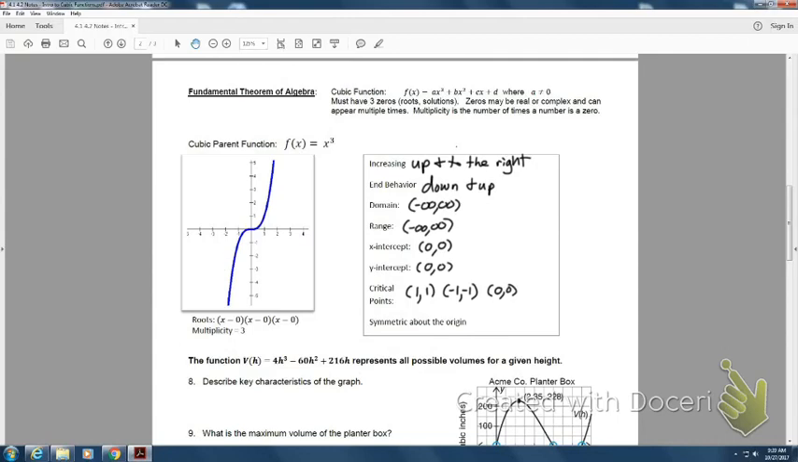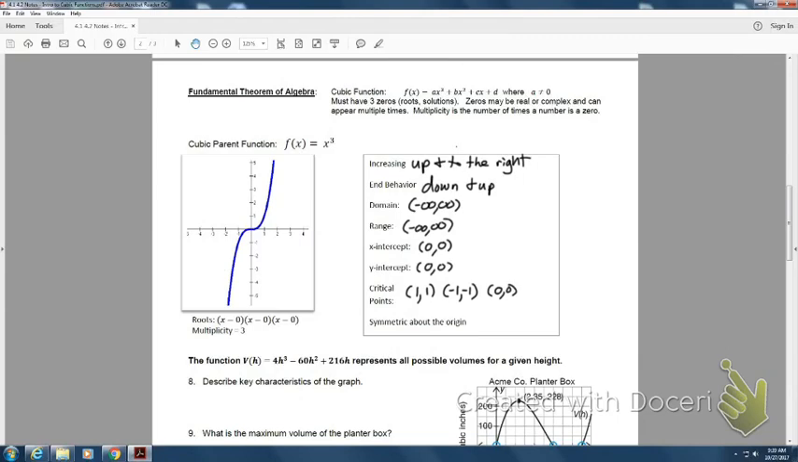This parent cubic function is symmetric around the origin. Okay, whereas whenever we talked about quadratics, it was symmetric around what we call the axis of symmetry, which is a vertical line. So it was symmetric around a line. This one's symmetric about the origin. What that means is if you have a certain point, 1, 1, you can change the signs of both of those x and y values, and you also have that point. Okay, so you would have 2, 8. That also means you'd have negative 2, negative 8.